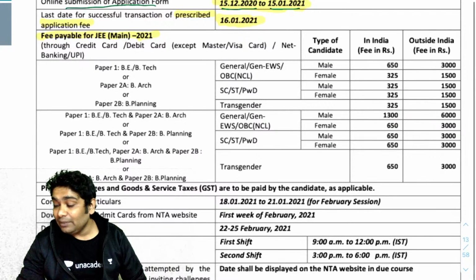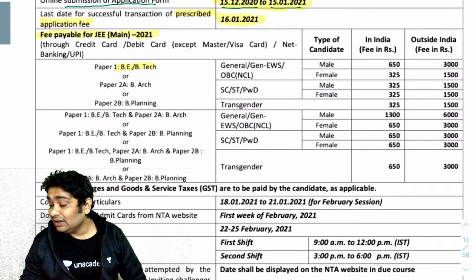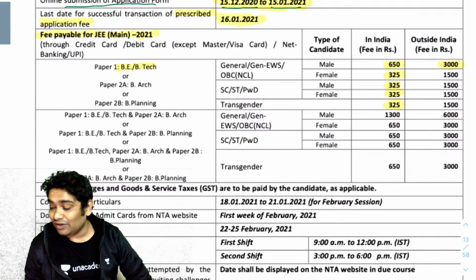So for BTech papers, the fees are as follows. Again, for general category, the fees for Indian students is 650, and for fees outside India is 3,000. For female candidates it is 325. Male candidates SC/ST is 325. For female candidates SC/ST and PWD categories it is 325, and for transgender students it's also 325.